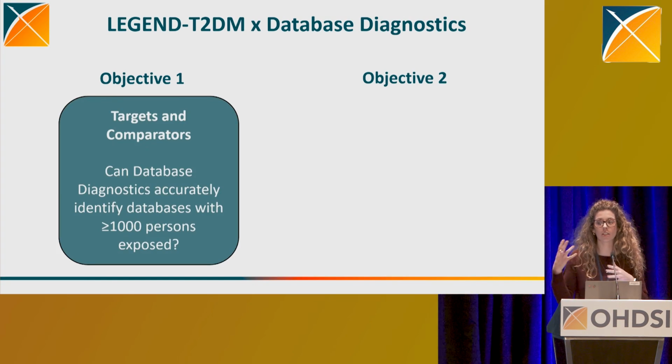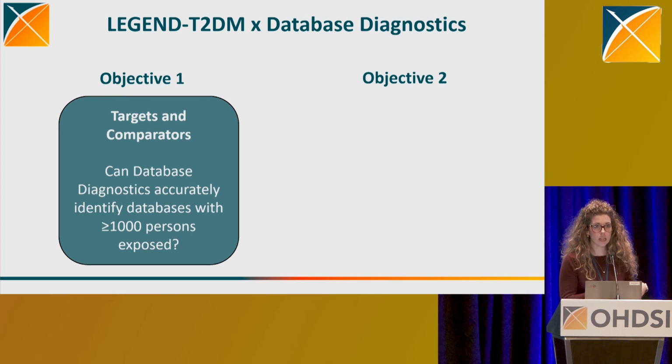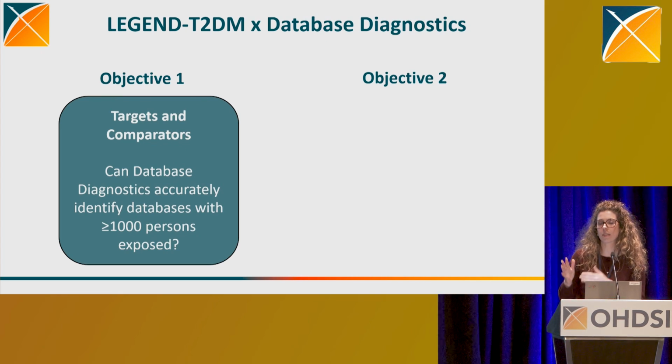Well, the first objective, we looked at the targets and comparators. So like I said, in the Legend diabetes study, we were looking to make sure that the databases had at least 1,000 persons exposed. And really this was to support the large-scale propensity score modeling. And we wanted to know, could database diagnostics accurately identify databases upfront that had at least 1,000 persons exposed in each arm without access to that patient-level data?